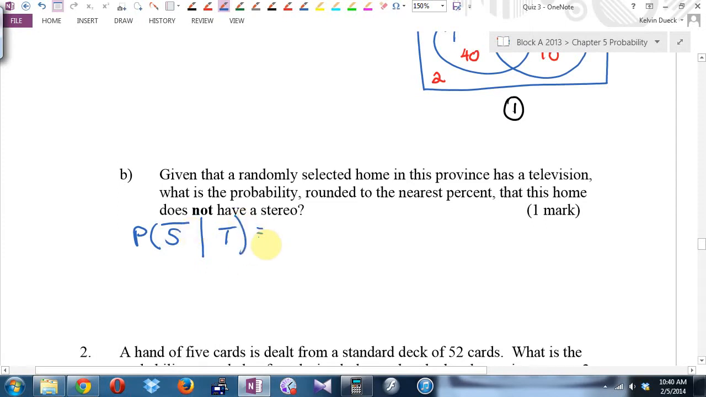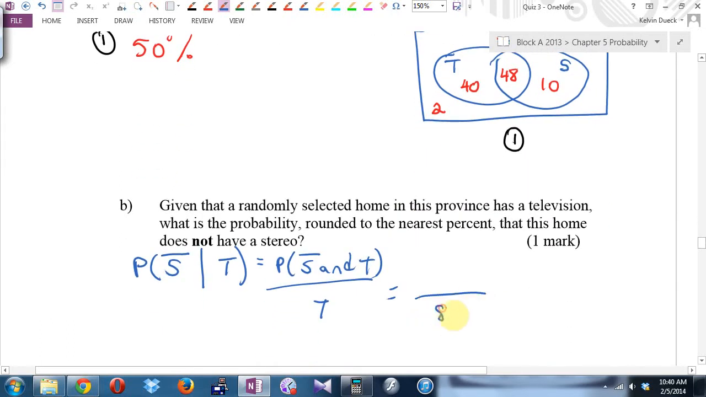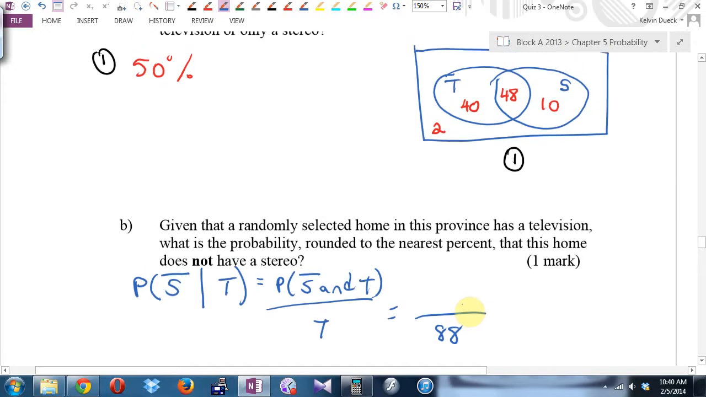I find this formula very difficult to work with, which is why I've told you once you have this written, it's always going to be both of those and divided by the T, the second one. It's going to be not stereo and TV divided by TV. Now TV I can get, TV is 88, the 40 and the 48. What about not a stereo, but also still a TV? Which of those is not owning a stereo, but also still owning a TV? Which number is that? The 40.